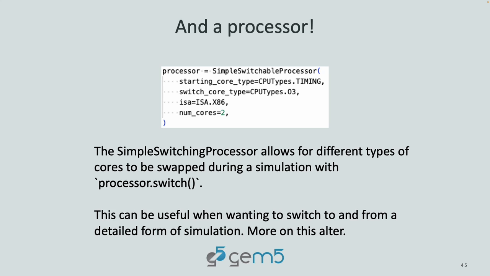later on in the simulation, we can call processor.switch and it will swap these cores out. You can swap back and forth. I want to say you can swap back and forth as much as you like, but I've not done that in a long time. Normally you just switch out to the detailed one and you're done with your detailed piece of simulation. I find normally people have one region of interest, so they normally switch in to the O3 CPU, for example, get the data they want, and done.